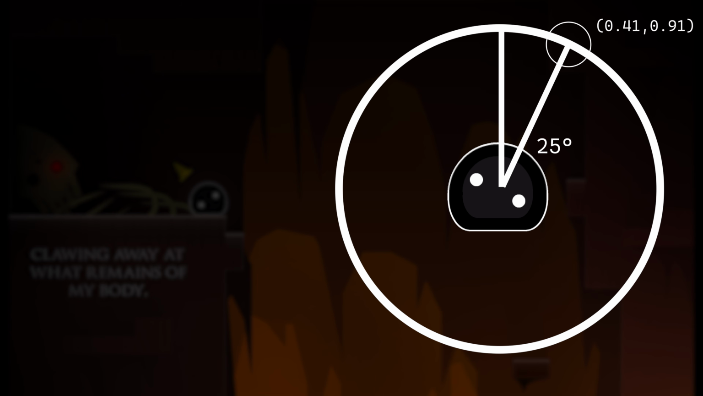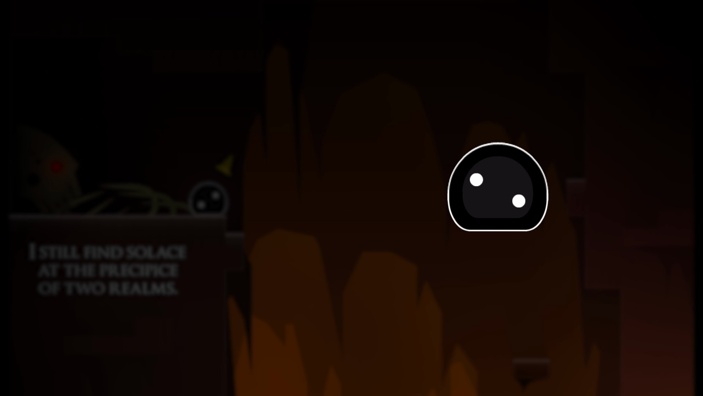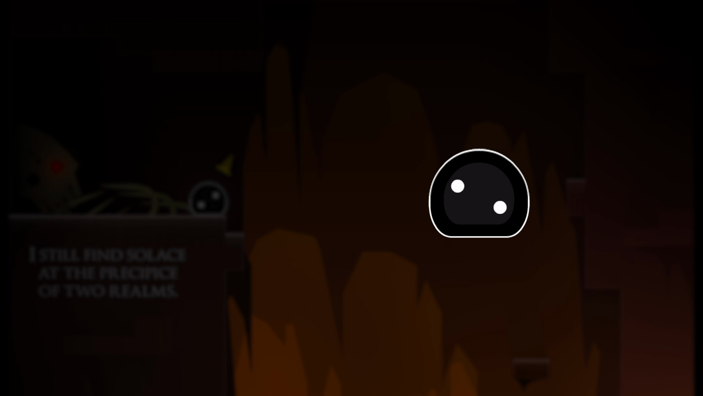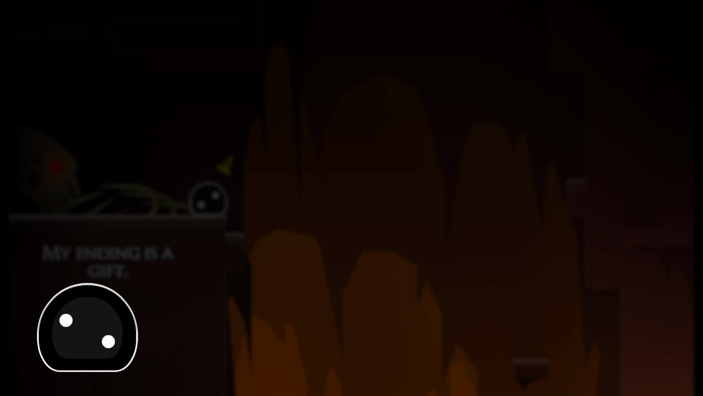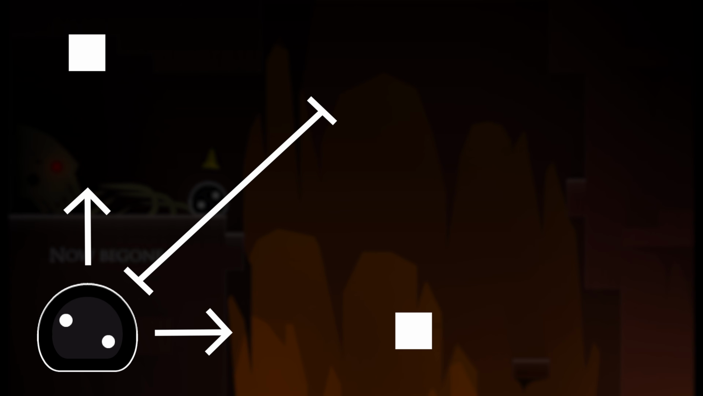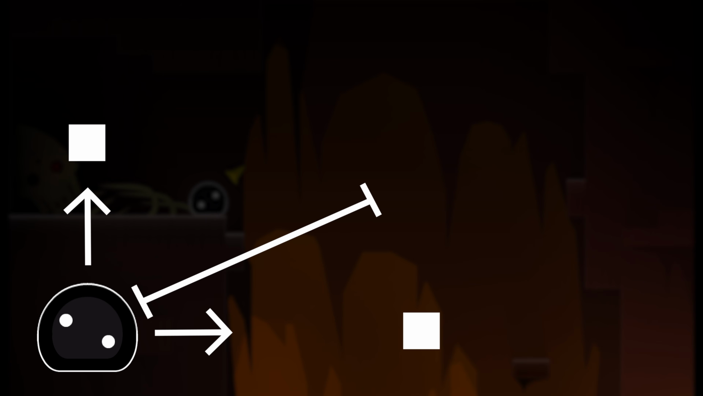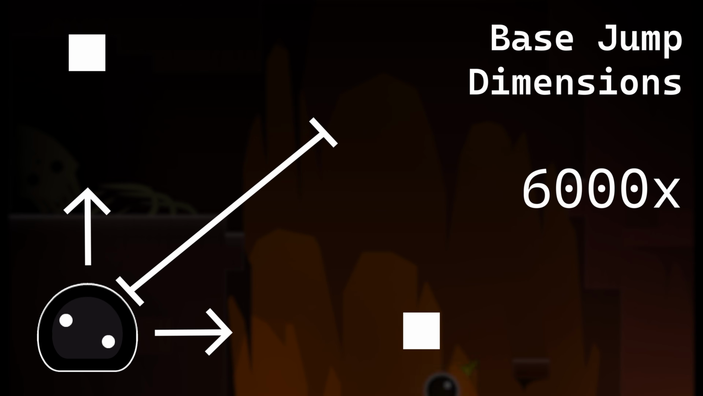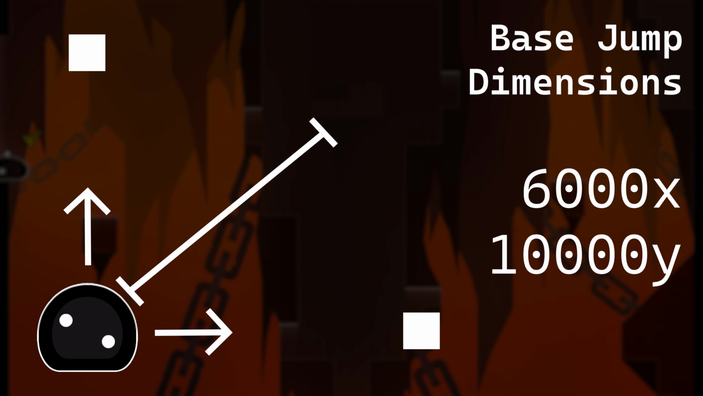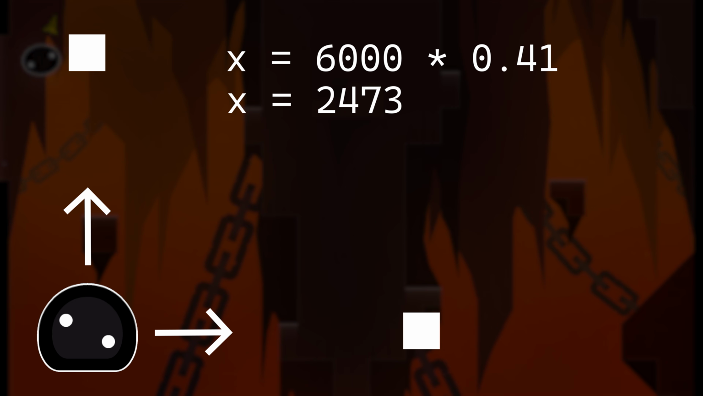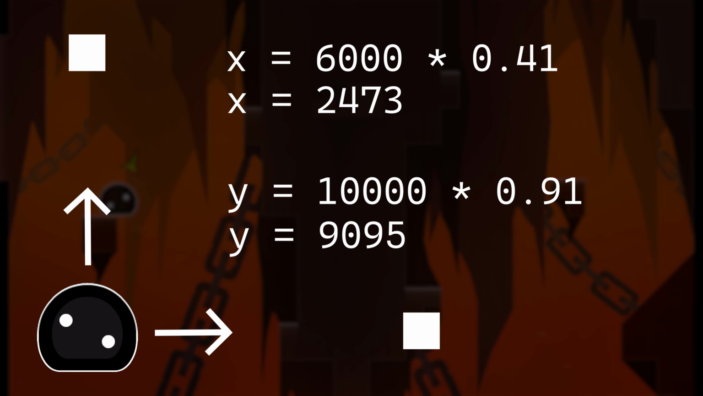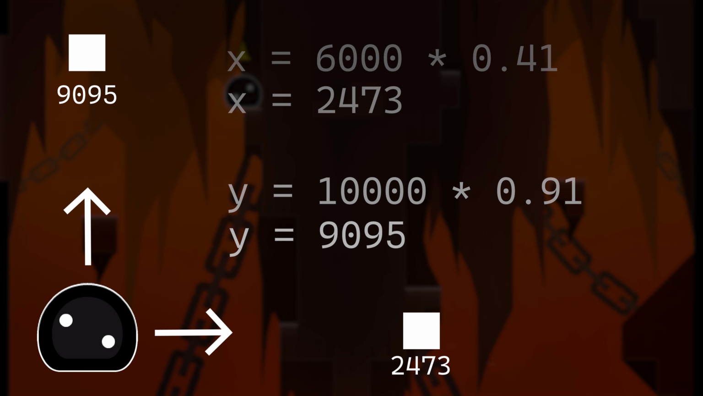So that was a ton of math. What happens now? Well, more math. This next step is surprisingly easy though. Let's make our ratios useful. In my engine, when a jump occurs, the player follows 2 objects, one on the x and one on the y. This averages the movement out to reach the correct angle. The base numbers I came up with were 6,000x and 10,000y. What this means is that for our 25-degree jump, we multiply the ratio times the base number. The player will move to a point 2,473 x units away and 9,095 y units away.